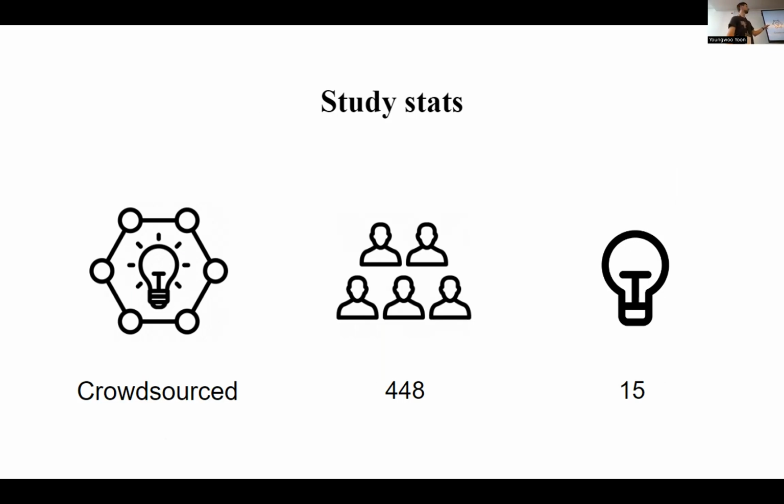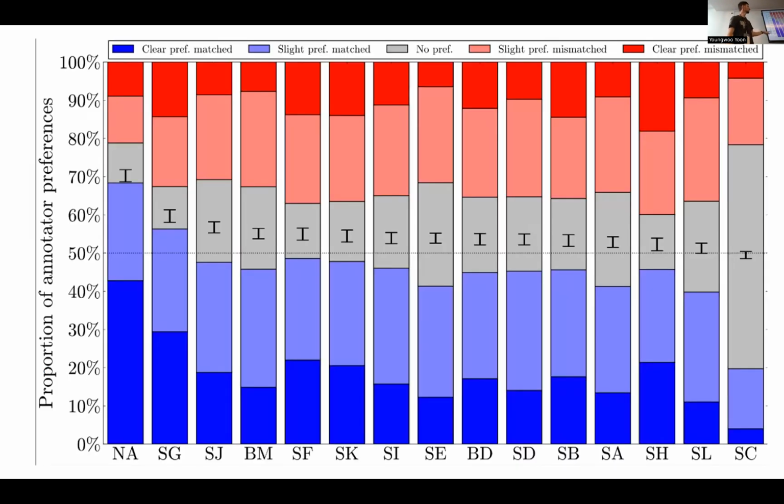This was done on Prolific as well. We had twice more participants because now they would have to watch 2 videos to give us 1 rating. And we had 15 systems. Here's the results. In blue, you can see clear preference for matched, light blue, slight preference for match, no preference, slight preference for mismatch, and clear preference for mismatch. On the most left is a natural, still best.